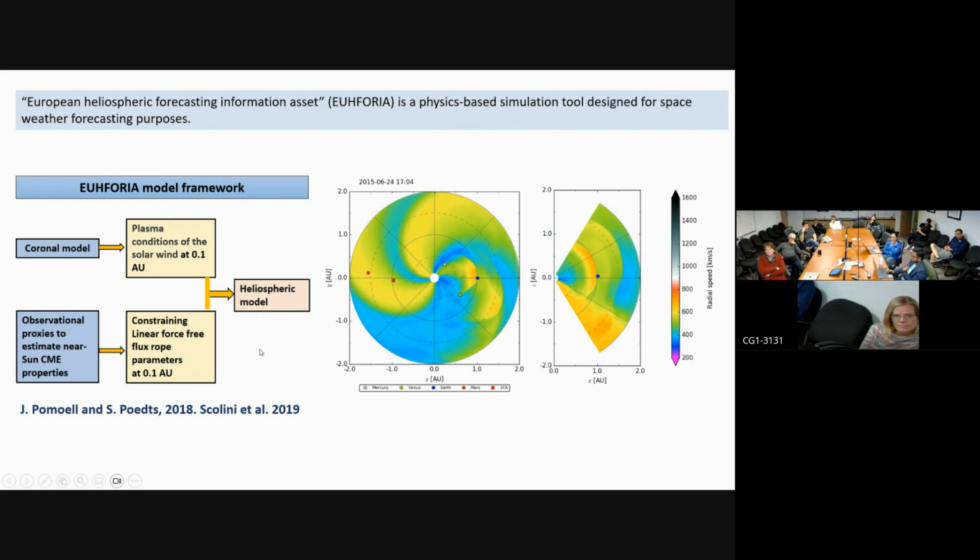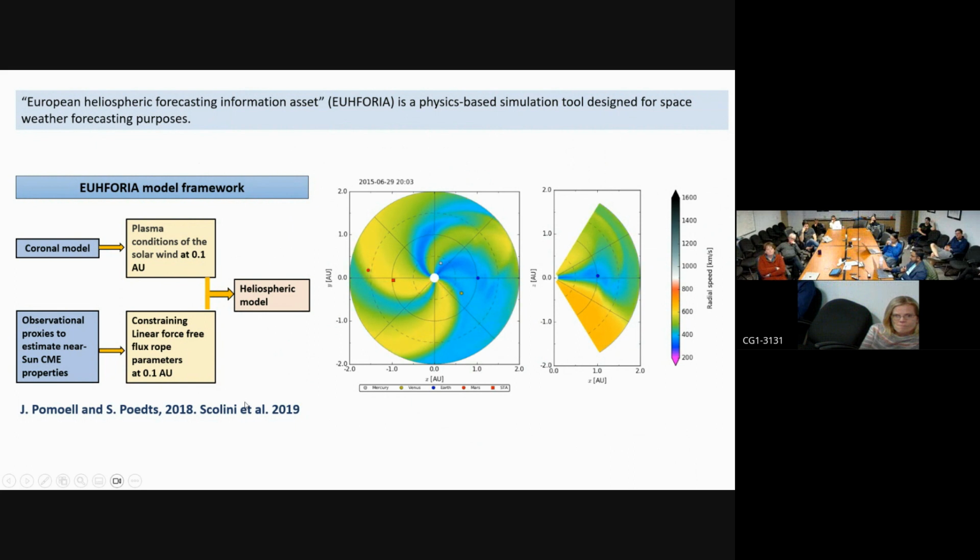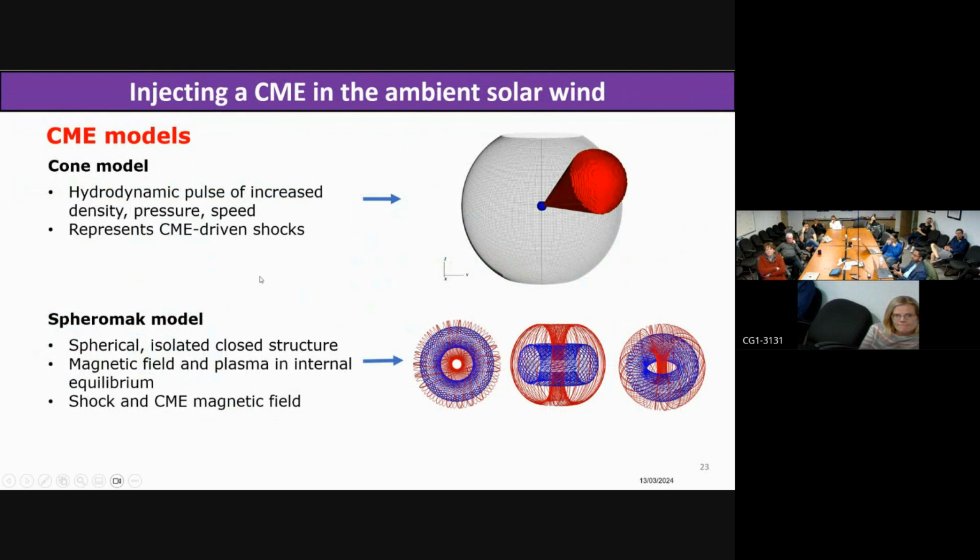Now to model a magnetized CME, there are two ways. One way, if we just concentrate our aim on the arrival time estimation, then instead of any complex magnetized CME, we can just use a cone model, that means a hydrodynamic pulse, whose speed can be constant from the observation, and then that can be injected through the inner boundary of the heliospheric model.